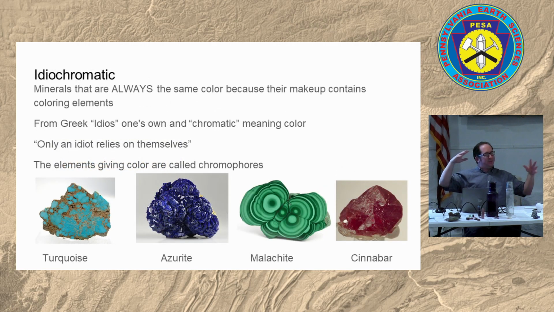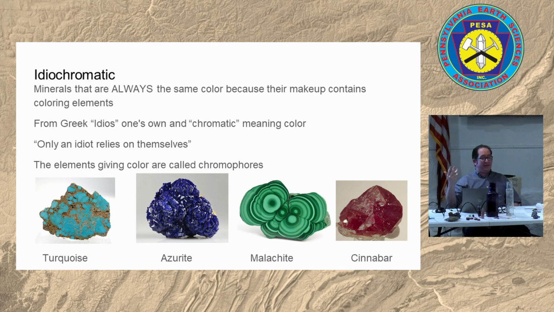So if we were to classify our minerals, we can classify them into 2 big groups. The first is called idiochromatic. So these are minerals that are always the same color. They're the easy ones to identify. Why are they the same color? Because generally they're the ones that have transition metals in it automatically.